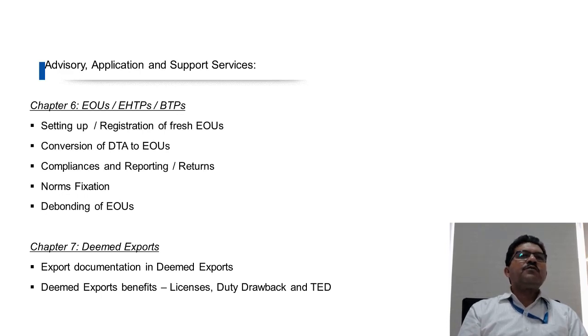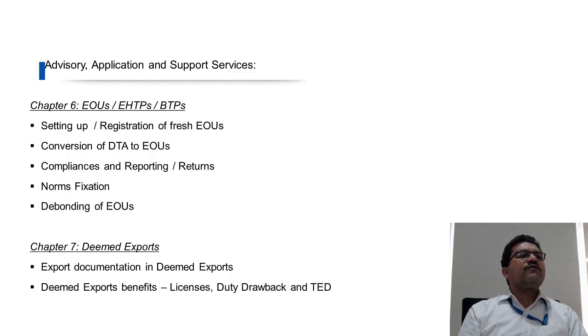EOUs, EHTPs, BTPs, these are all different types of organizations which have been formed specifically to promote exports, where one could import the capital goods as well as the inputs necessary without paying any customs duty or without paying any IGST. So setting them up, registration, at times I already have one unit, I want to convert it into an EOU. I had a domestic unit which I want to convert to EOU. These conversions are required.